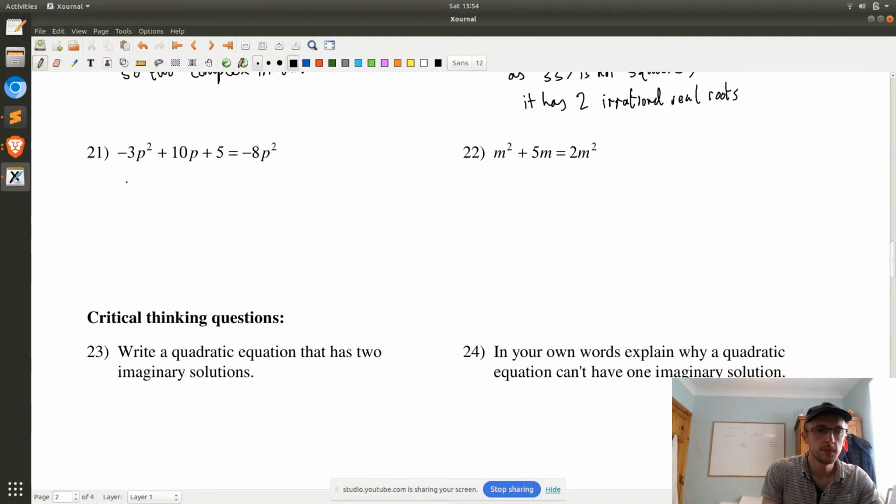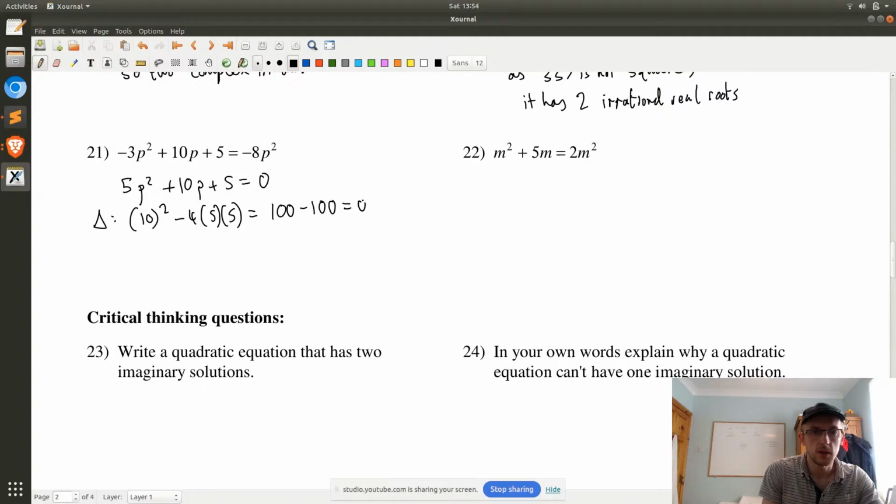Just two more. 5p squared plus 10p plus 5 equals 0. Find the discriminant. It's 10 squared minus 4 times 5 times 5, so that's 100 minus 100, which is 0. So one real root. In particular, I'd like to exhibit this for you. I'm going to factor out 5. P squared plus 2p plus 1 equals 0. And this is the same thing as 5 times p plus 1 all squared equals 0. So p is negative 1.